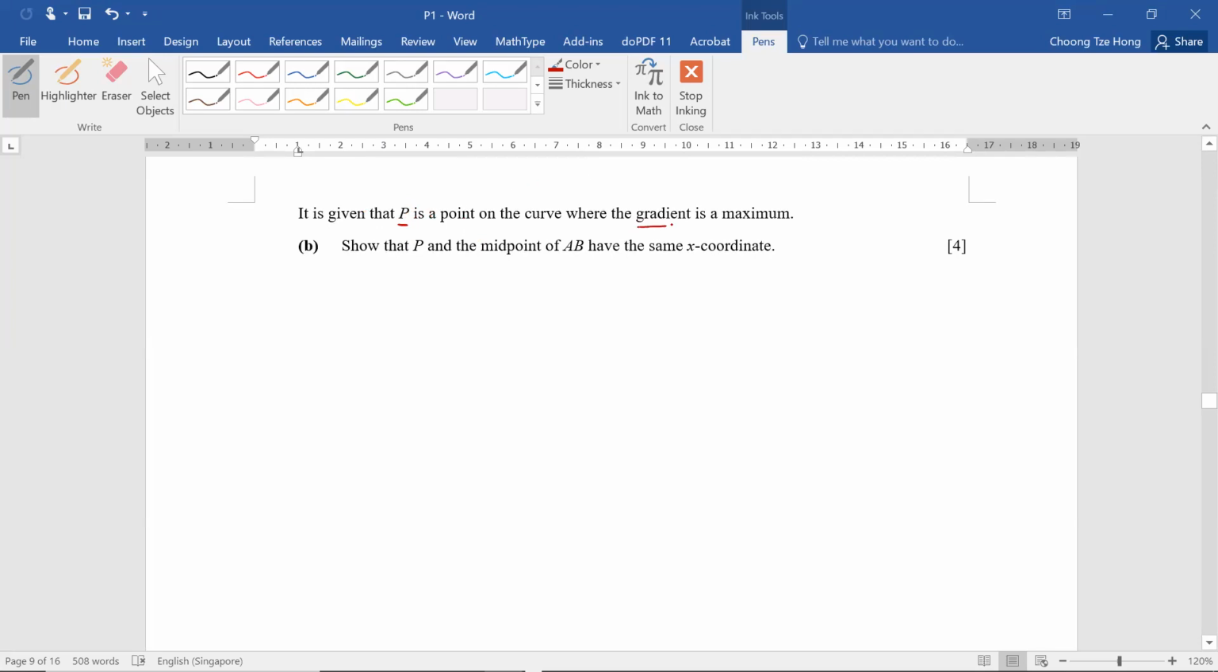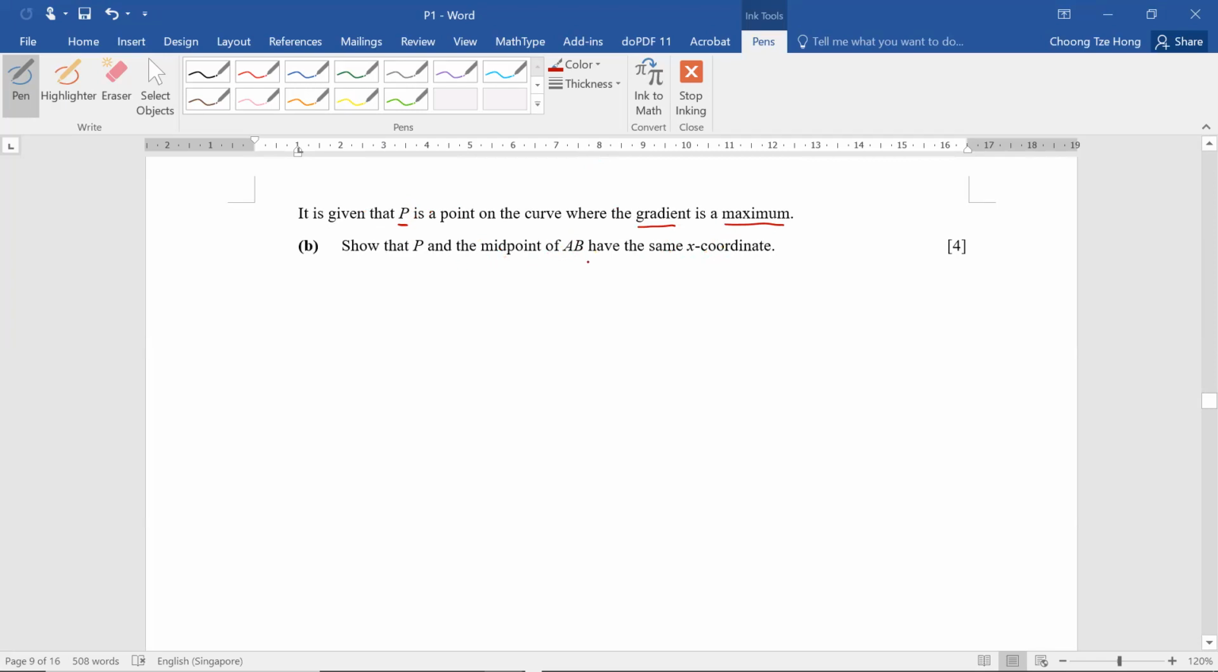Where the gradient is the maximum. So now it's not the y that is the maximum. Now it's the gradient that is the maximum, right? Okay, show that P and the midpoint of AB have the same x coordinate. Okay, so let's do the easy part first, okay?